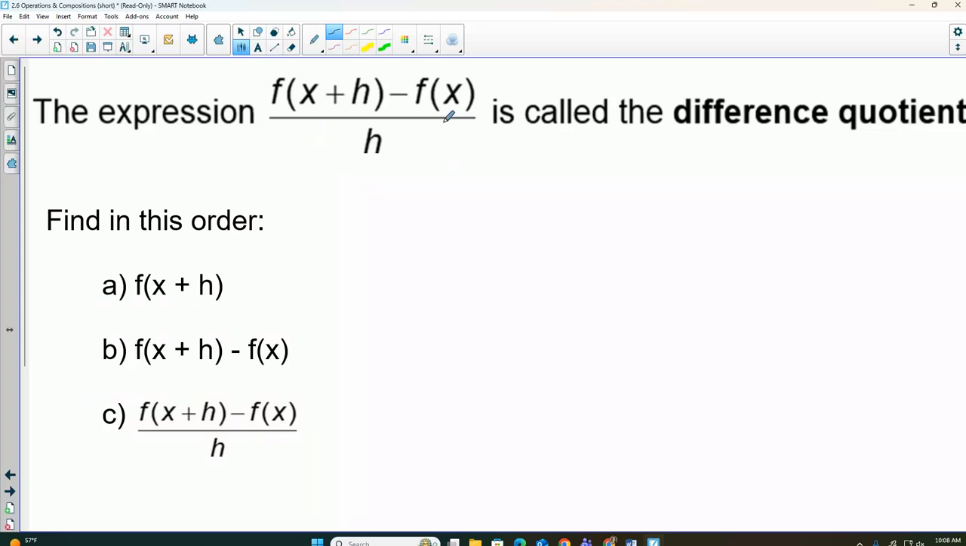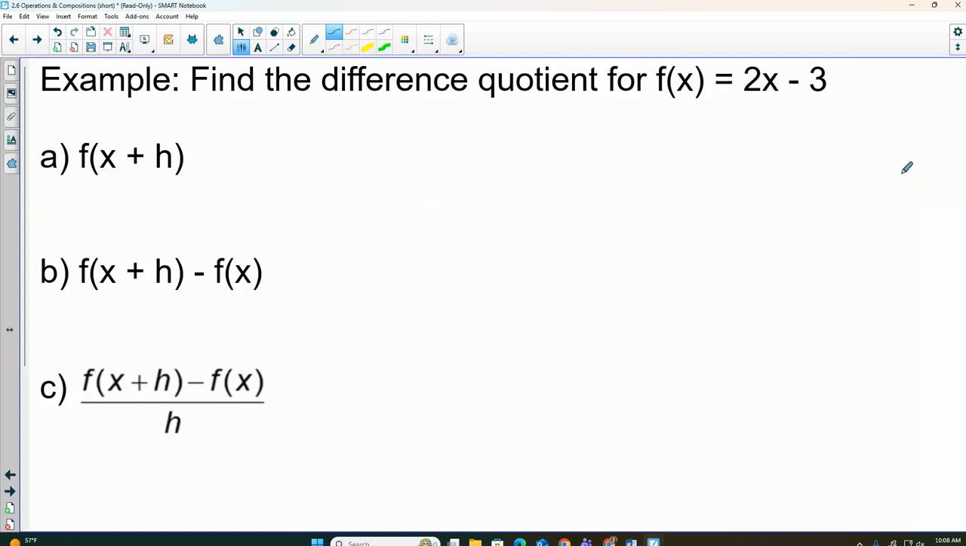This has some pretty important applications. You won't see them in this class. It's just not the way it works. But we do need to know how to evaluate some of these expressions. So we're going to practice some of these today, and then I will be done once we finish those. So if I ask for the difference quotient, we will do one step at a time.